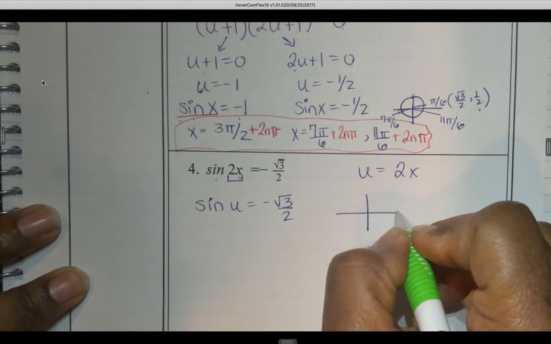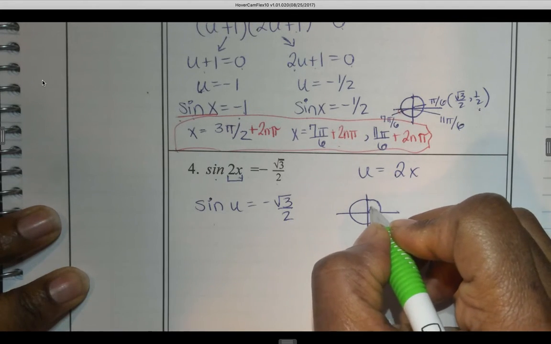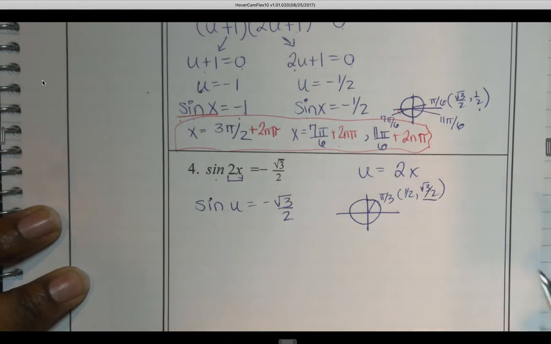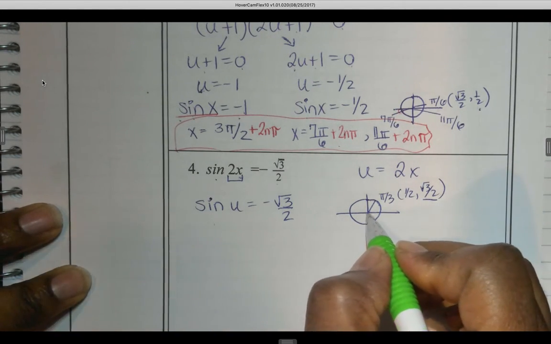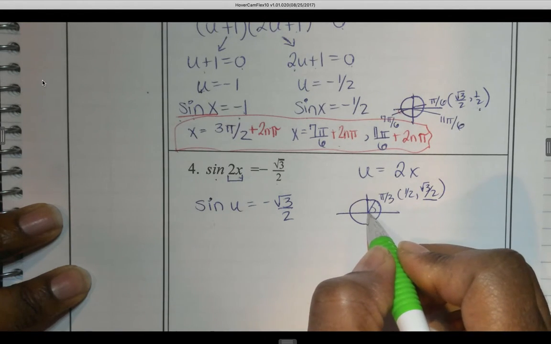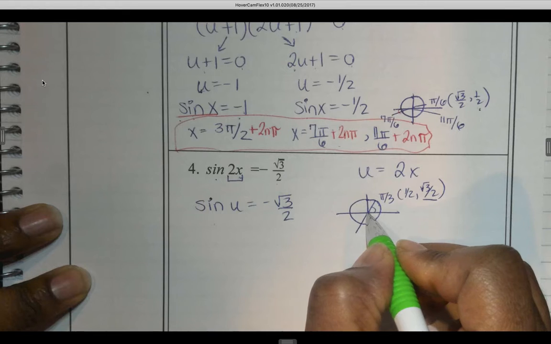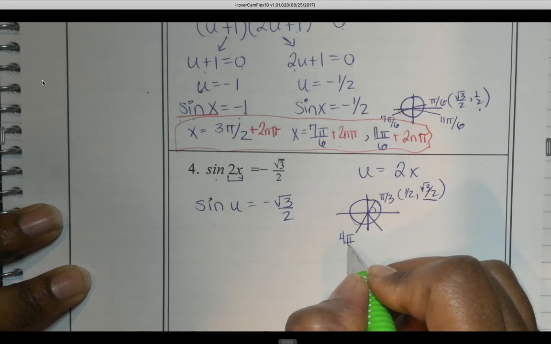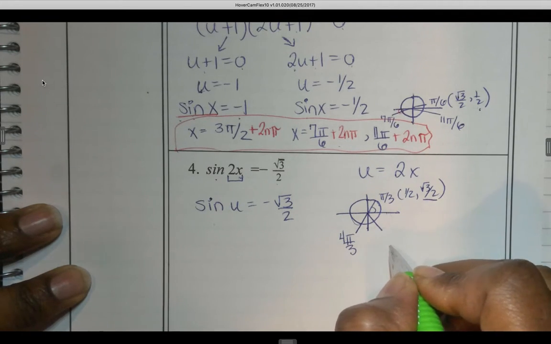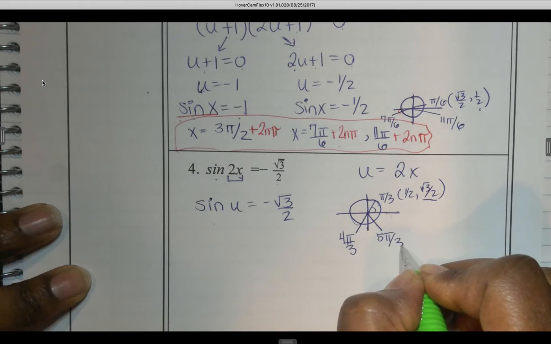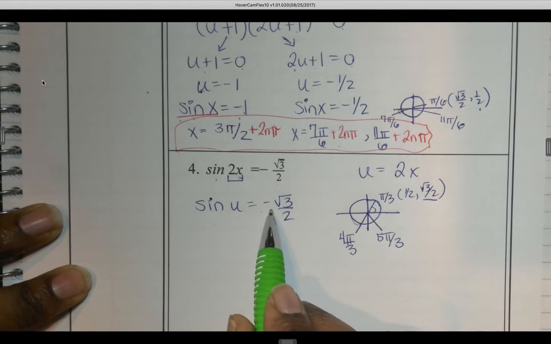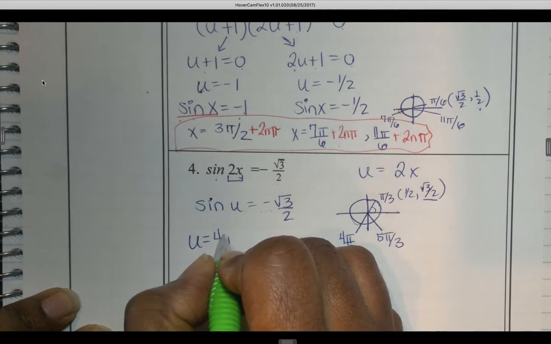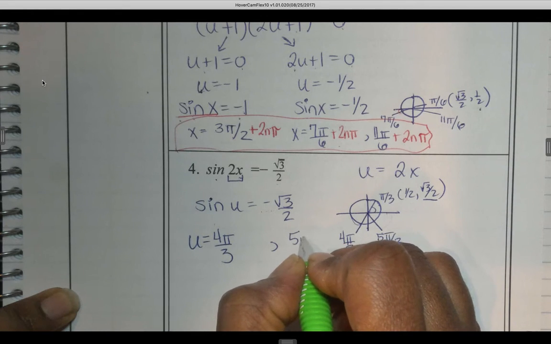So I see sine of u is supposed to equal negative root 3 over 2. I look at my unit circle and I say, okay, I know at pi over 3, sine is root 3 over 2, but I want negative root 3 over 2. So that means pi over 3 is my reference angle, but I need to be in quadrant 3 and quadrant 4. Right, so I'm pi over 3 below the x-axis, which would be 4 pi over 3. And I'm over here in quadrant 4, pi over 3 below the x-axis again, which would be 5 pi over 3. So these are the two locations where sine is actually negative square root of 3 over 2. So my u equals 4 pi over 3, comma, 5 pi over 3.